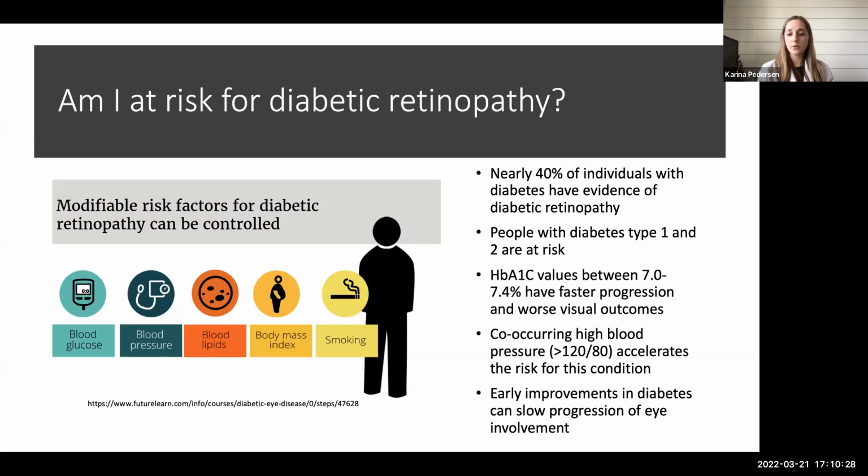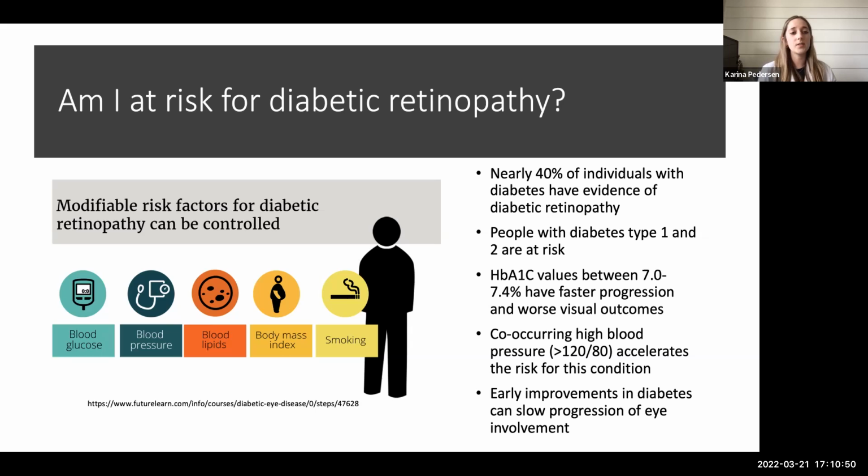But also, like we mentioned earlier, early improvements in diabetes can slow the progression of eye involvement. So lowering your blood sugar after you find out you have diabetes, or managing it really well, can slow the progression, and you may never progress to those more advanced stages of the disease.